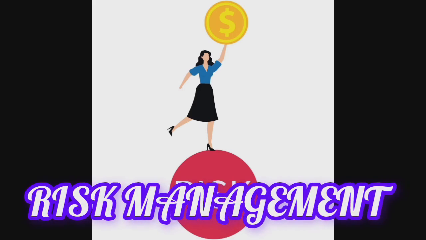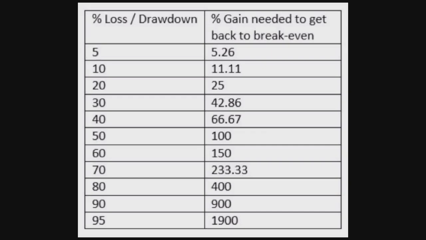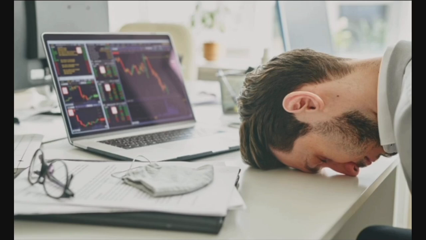Now the next aspect of this lesson is risk management. Now risk is the amount of money you are willing to lose before entering a trade. Now this is what happens when you don't manage risk. You will have big losses, emotional trading, and eventually you blow your account. Now small losses with controlled risk will allow your account to grow over time.